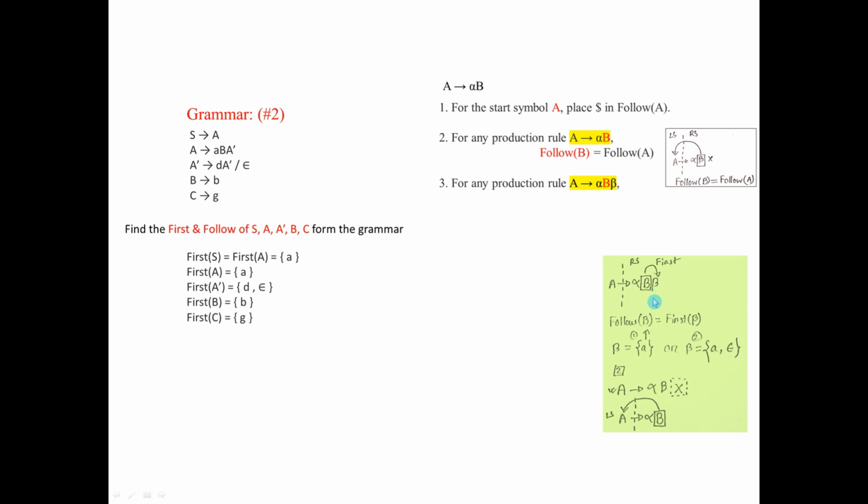There can be two different cases to determine the first of beta. Case 1, beta does not have epsilon in its first set. Then the elements of the first set of beta will be the follow, or follower, of B in simple words. Case 2, if the first set of beta contains epsilon, all other elements except epsilon will be included in the follow set of B. Epsilon will vanish or remove the beta. When beta vanishes, there will be no symbol on the right side of B. So here we will apply rule 2. That is, follow of B is equal to follow of A. That is, the $ sign will also be added to the follow of B. We can write the rules in grammatical language like this.